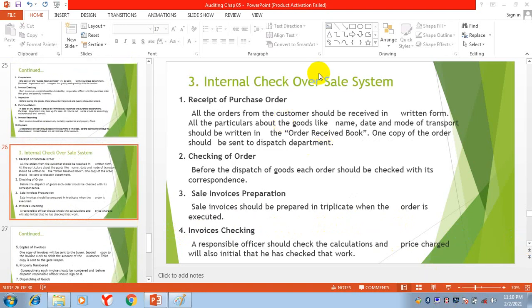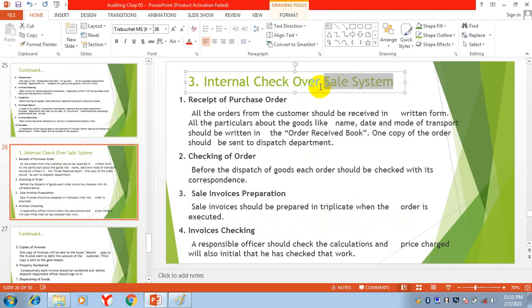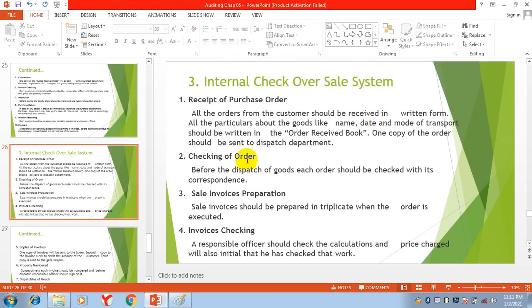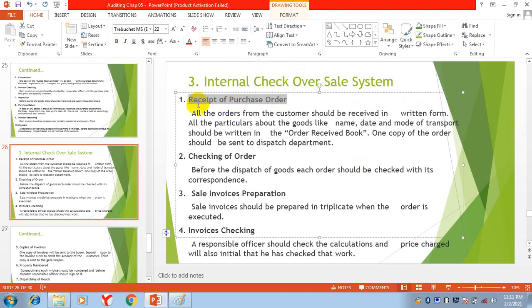Internal check over sales system. When the company sells goods, what will be the internal check for selling these goods? Receipt of purchase order. When you make a sale, when you sell some goods, first you will receive a purchase order from the purchaser. The purchaser will send a purchase order.